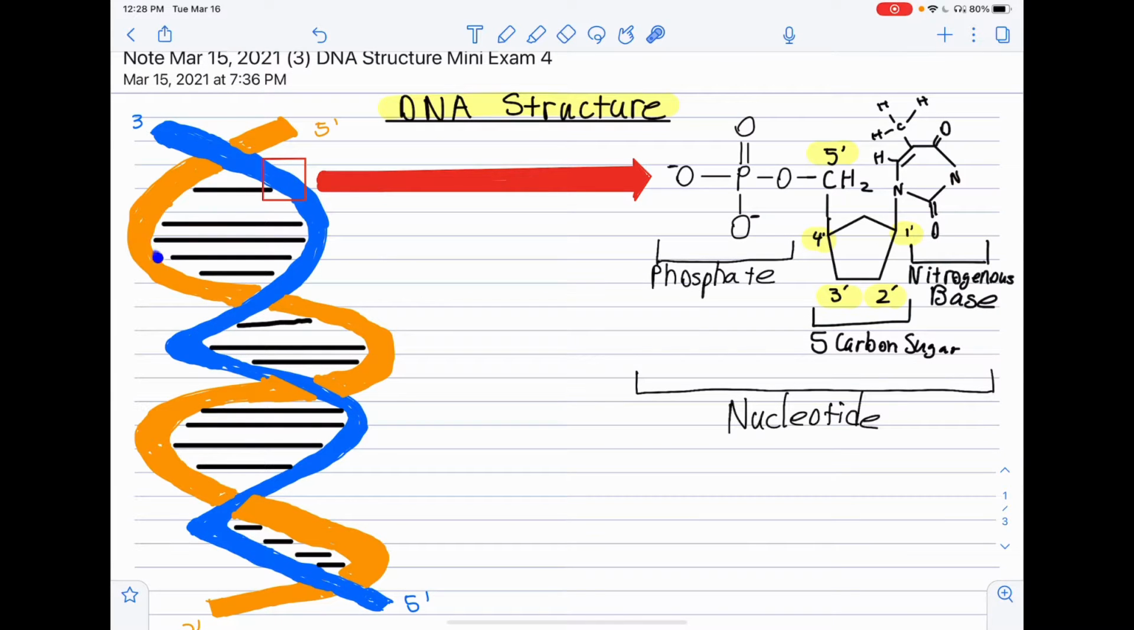DNA structure is helical in nature, and its backbone is connected by phosphodiester bonds, and the linkages in the middle are nitrogenous bases, and this connects both backbones of DNA. Within each unit of DNA is a nucleotide, and it contains a phosphate which has two negative oxygens, which gives DNA an overall negative charge naturally, and it has a nitrogenous base and a 5-carbon sugar.